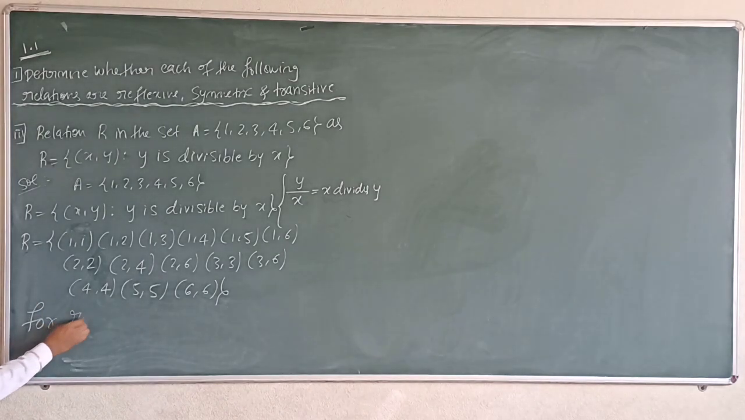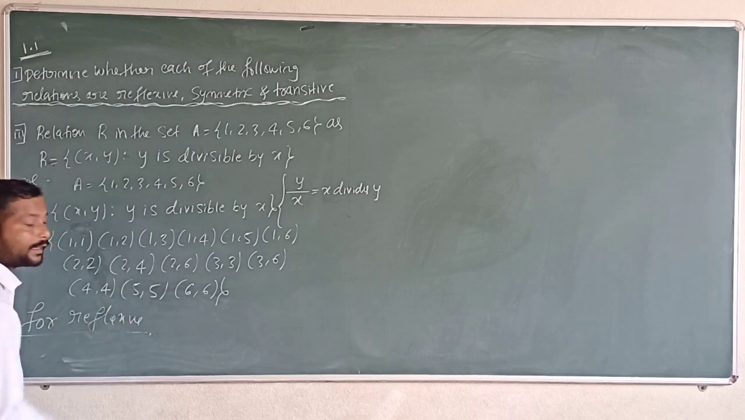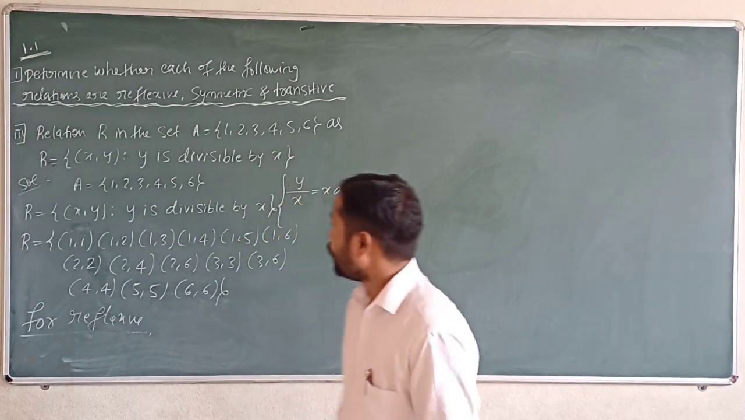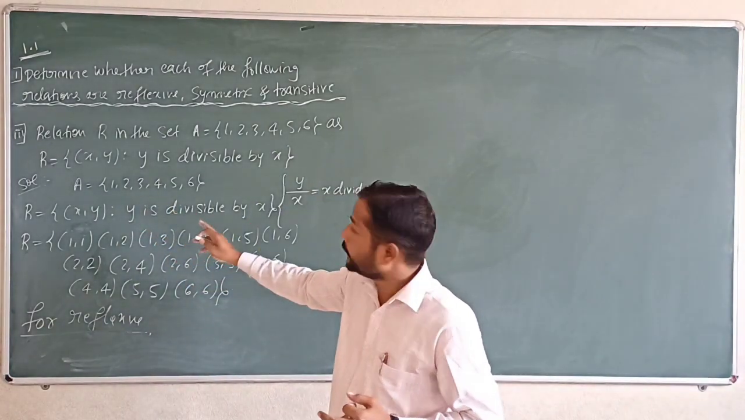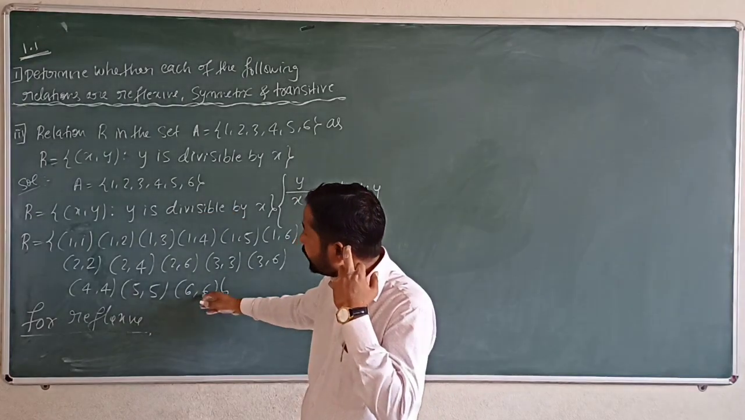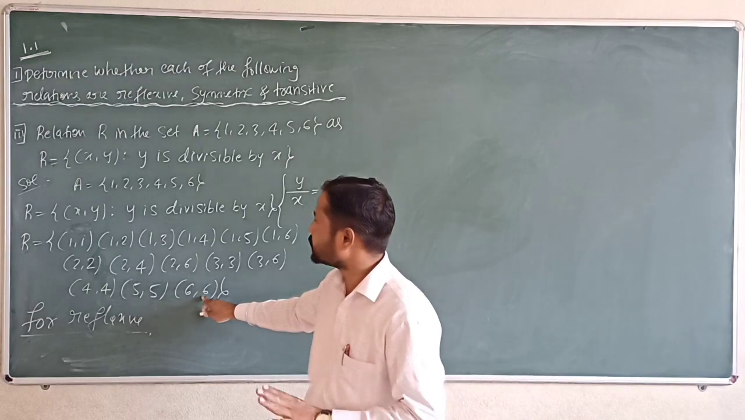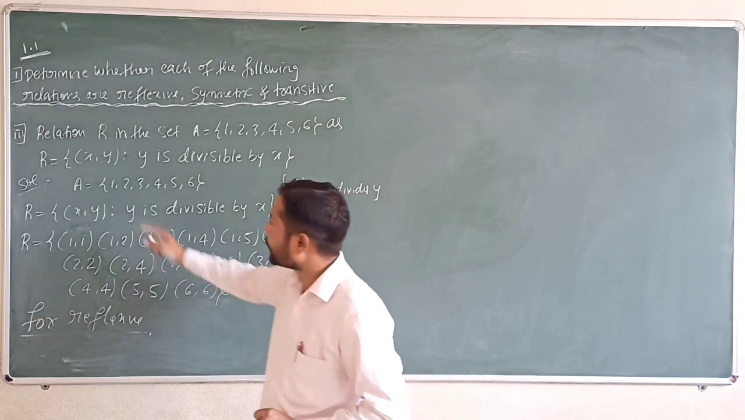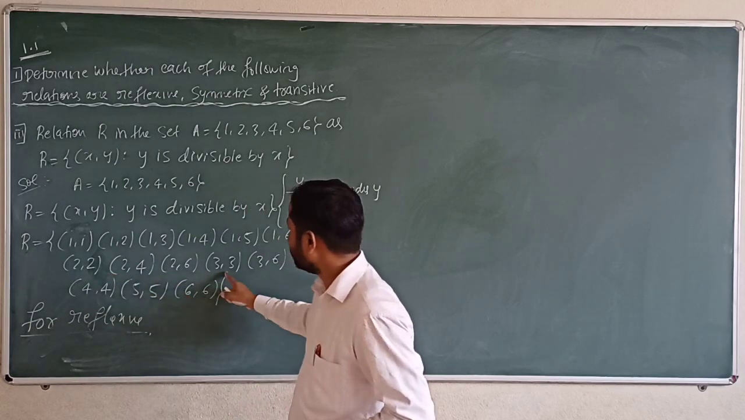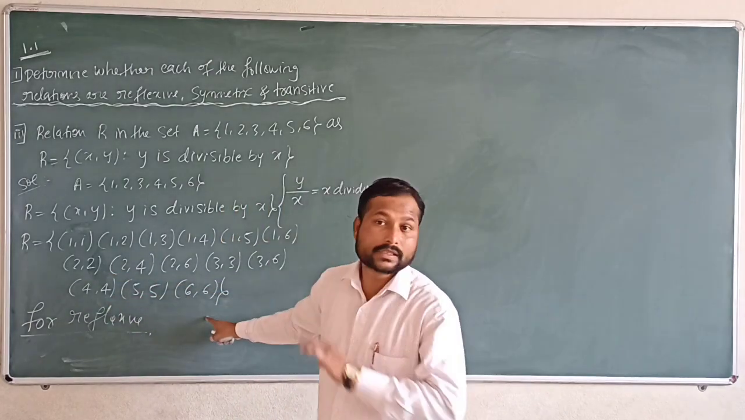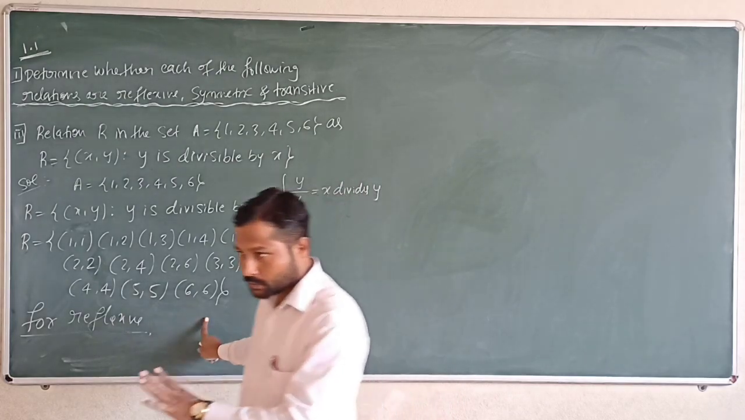For reflexive, check here. Reflexive means doublets, right? What is the given set here? 1 2 3 4 5 6, right? If all the doublets are present in the given relation, then it is said to be a reflexive relation. Otherwise it is not a reflexive relation. Take one doublet here: 2 2 is here, 3 3, 4 4, 5 5, 6 6, all ordered pairs are present. So therefore it is a reflexive relation now.